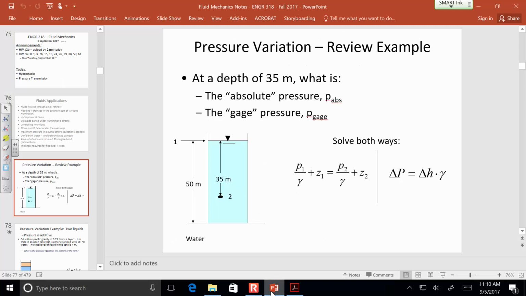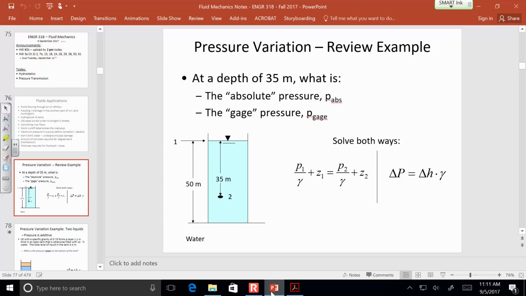Okay, so the full hydrostatic equation, we have to know Z1 and Z2. And what I said was, let's have the bottom of the tank be 0. So then that makes Z1 is 50 and Z2 is 15, right? You could have said that 0 is the top, the water surface, and then that would have made Z1 0, and Z2 would be negative 35, but that seems a bit weird to me. So that's why I said we'll have the bottom of the tank be 0, and then the other two would have a positive elevation above that datum.